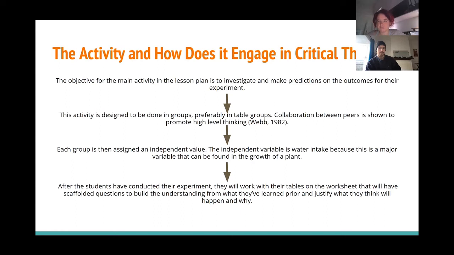So using gloves when you're potting, using tools if you're watering, so using a spoon instead of just tipping lots of water into your plant. Those kinds of safety considerations would be really important to discuss with the class before you go ahead and give them the potting mix and the plant to take home.